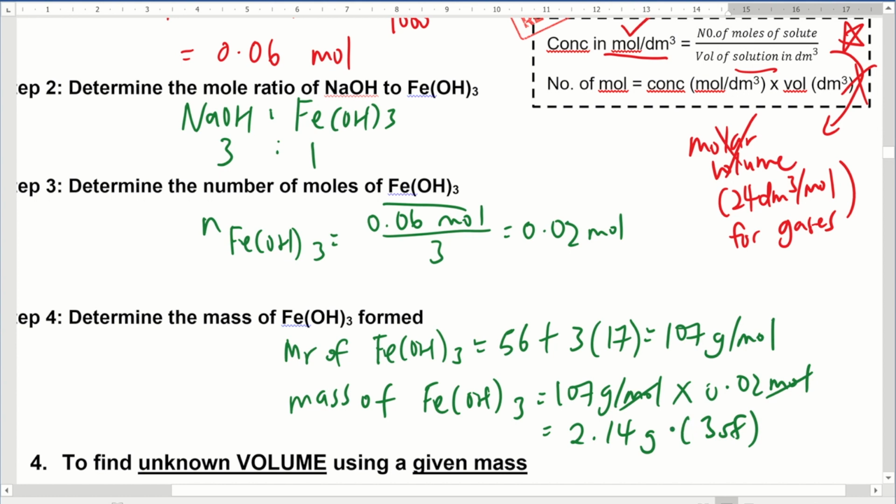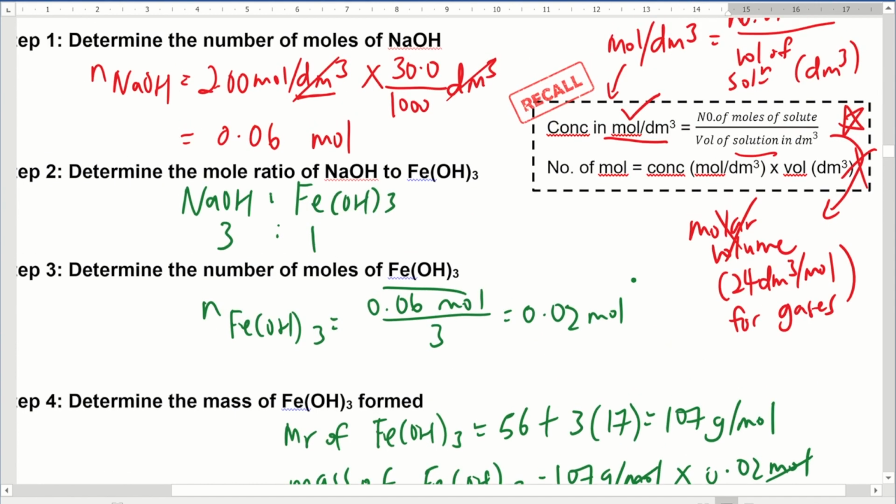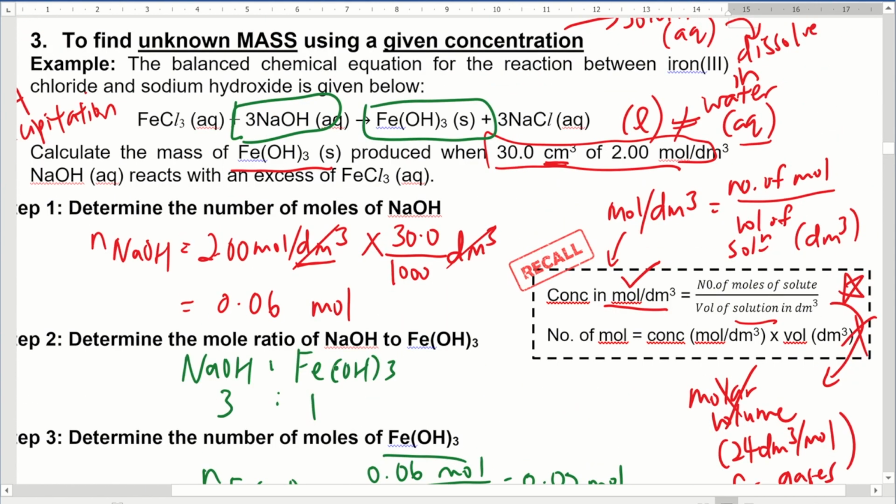Likewise, we are always using the number of moles to compare the ratio. And then we calculate depending on the formula. If we are using concentration, we use the concentration formula. If we are using volume of gas, we use molar volume.